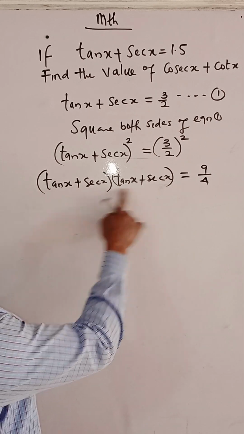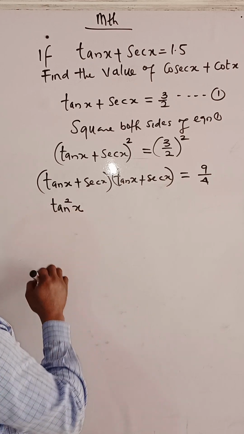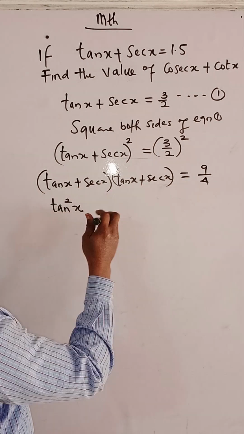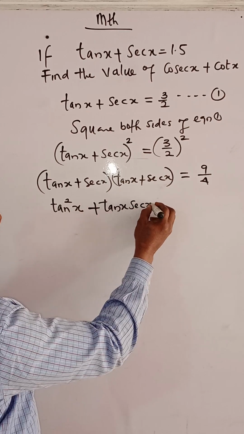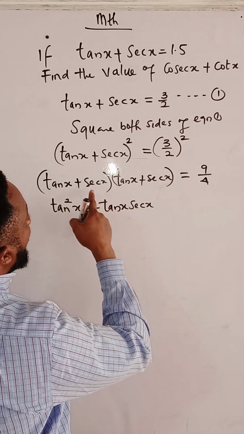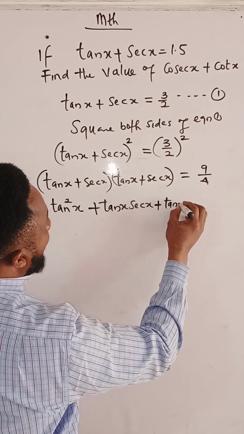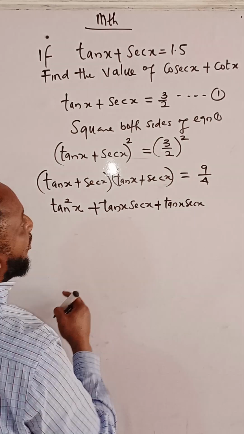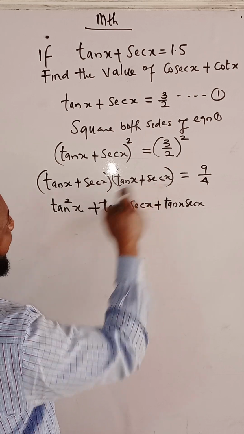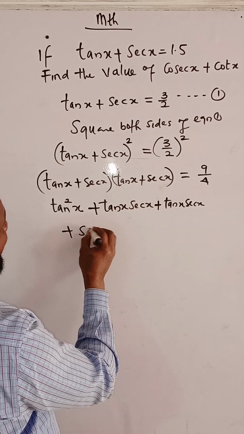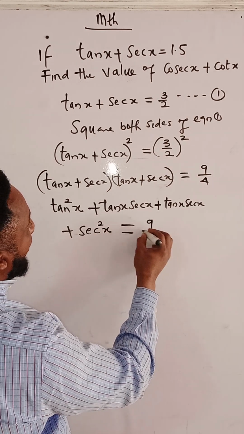So if we use tan x to distribute these brackets, we are going to have tan squared x, tan x to multiply sec x, that will give us tan x sec x. Now, if we use sec x to multiply tan x, it gives us again tan x sec x, to maintain the order. And sec x multiplied by sec x will give us sec squared x, everything equal to 9 all over 4.